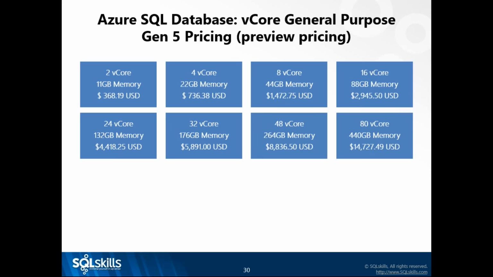Your Gen 5, notice there's a Gen 4, a Gen 5, depending on the processor. You can get up to 80 vCore, 440 gig of RAM for $14,727 a month. And again, that's preview pricing.